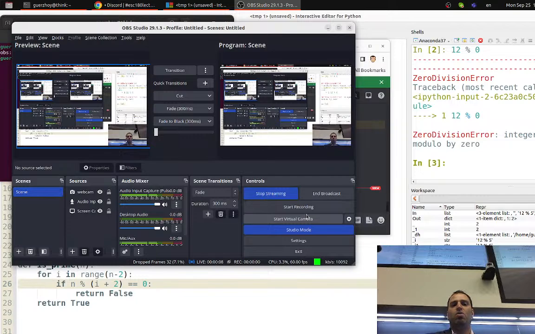So what happened here is i was 0 and then 1 and then 2. We said for i in range 3, so we go up to but not including 3. We never got to return false because it never was the case that n mod i plus 2 was 0. So finally we got to line 28. So we're returning true. 5 is prime, so that makes sense.